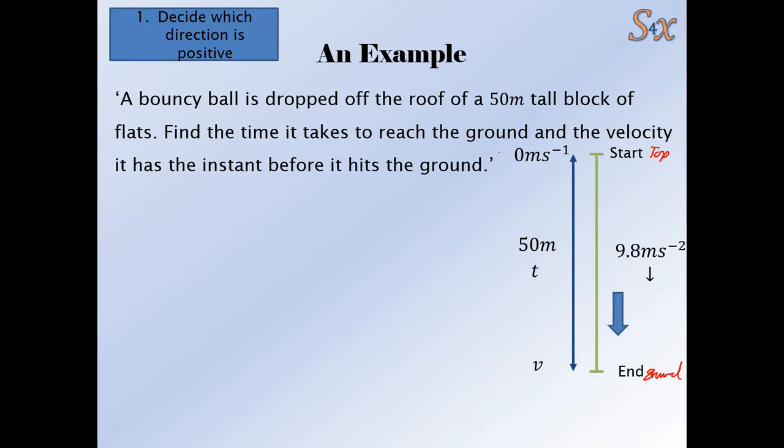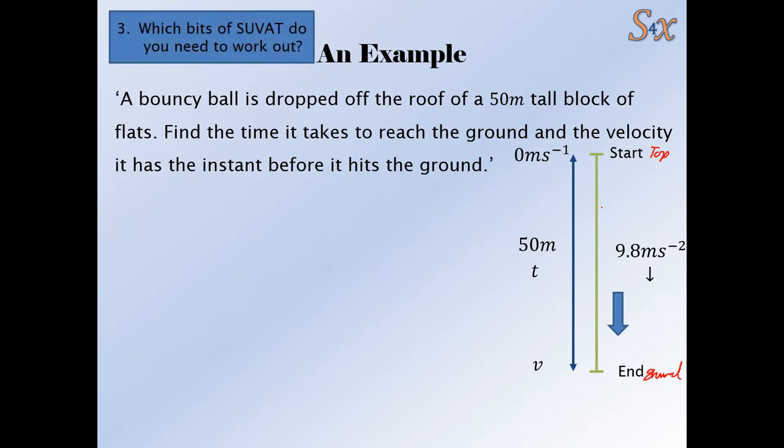It's moving downwards, but there's nothing wrong with choosing upwards as positive. It just means you'll get a negative displacement instead of a positive displacement because it's moving downwards, and we'd be taking upwards as positive. But for now, and for the sake of this question, I'm going to take downwards as positive. So now I need to list out my SUVAT. Which bits do we know? Which do we need to work out?